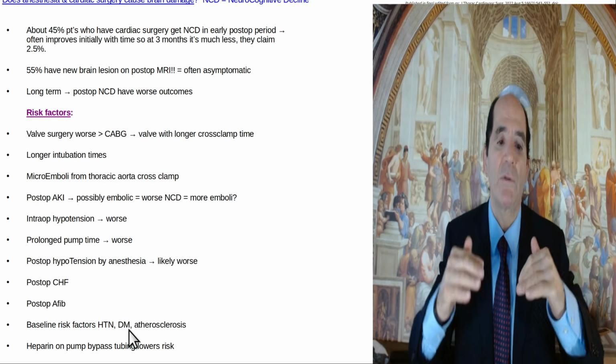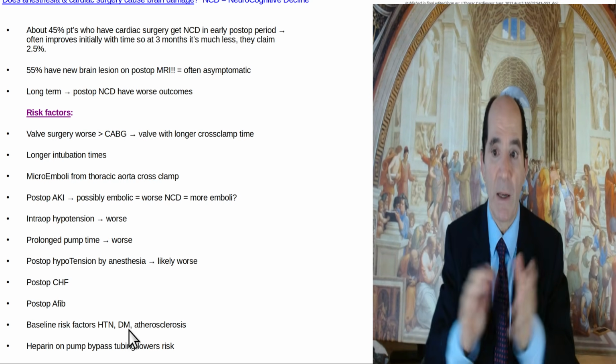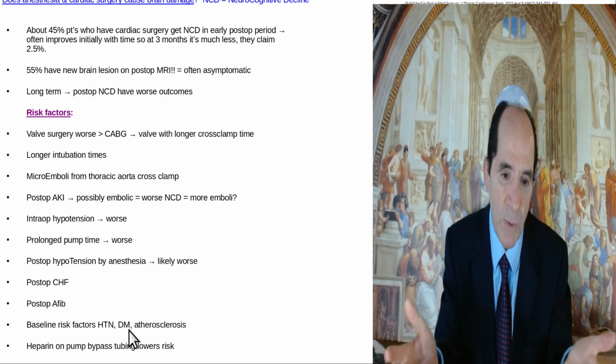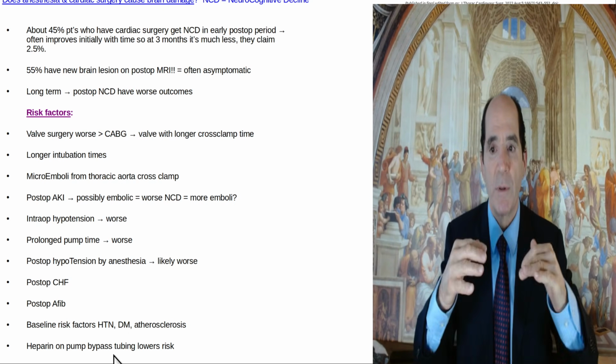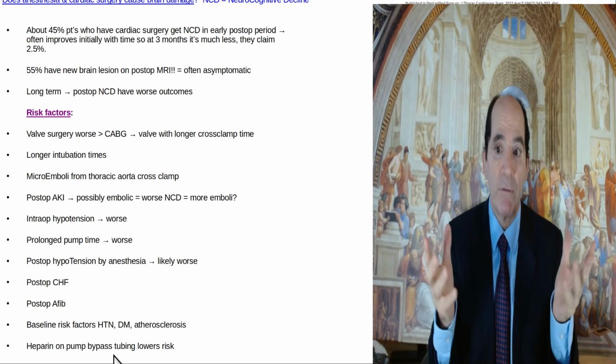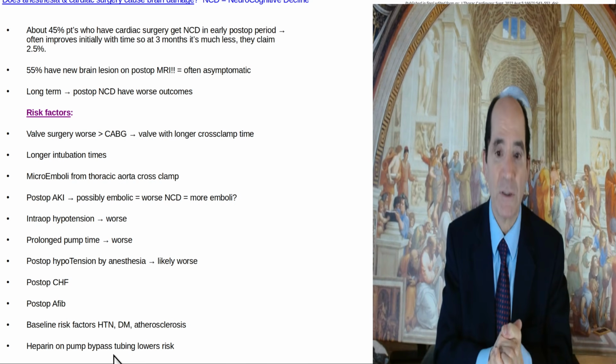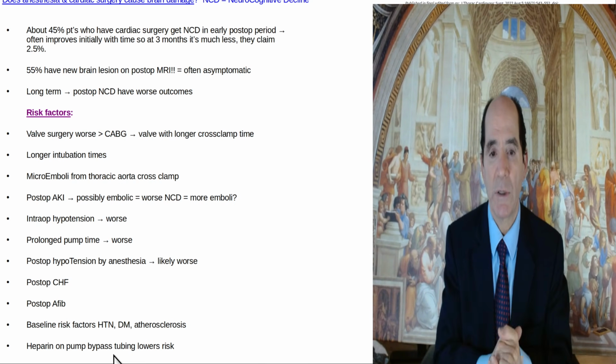Depends on your baseline risk factors. If they're hypertensive, diabetic, and atherosclerotic, which most of them are, that's why they're getting open heart surgery. If they add more heparin to the pump bypass tubing, you're going to have less blood sludge. That also lowers the risk.